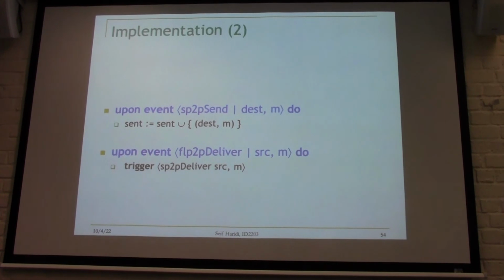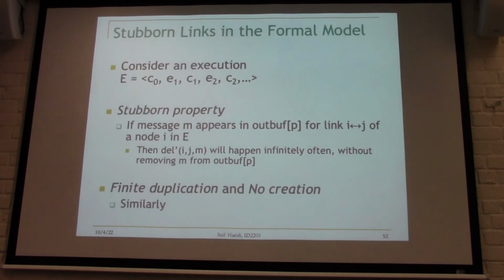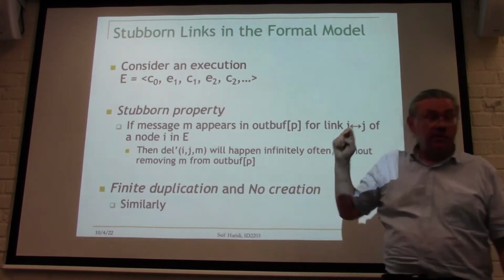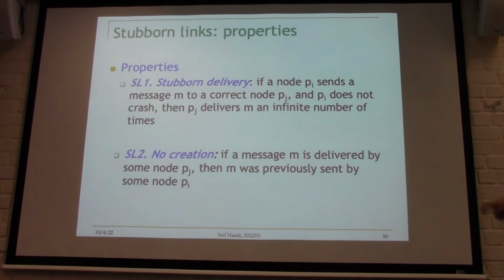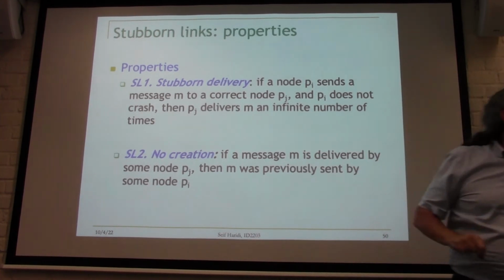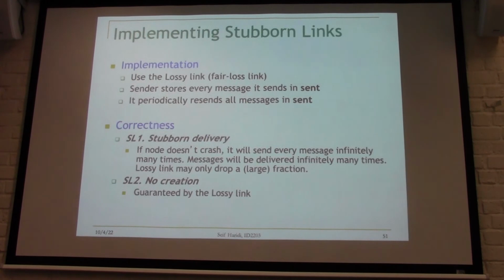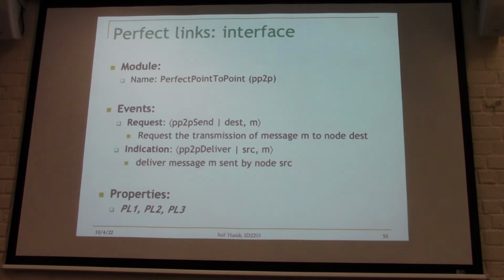Okay? So you see how the stubborn links are working? Now you can actually prove formally that the stubborn property is satisfied. So now we have to prove that these two properties are satisfied by that code. That's a formal proof, okay? So I'm not going to do it right away. I want to show you the code for the final one, which is the perfect links.